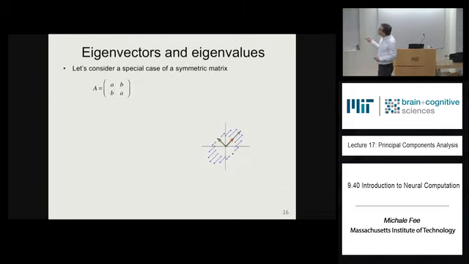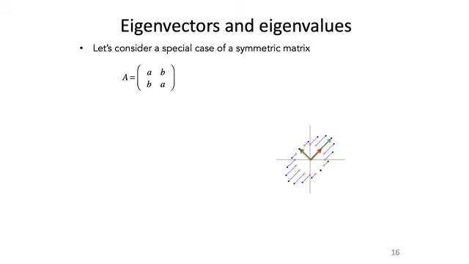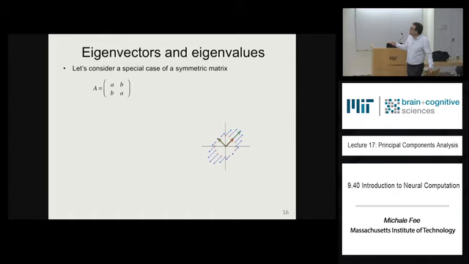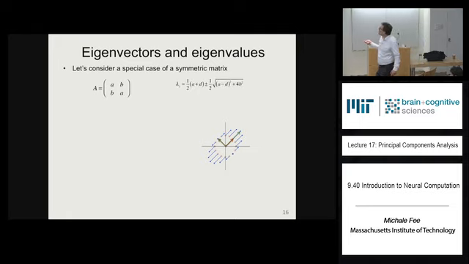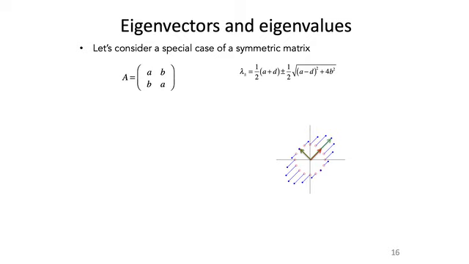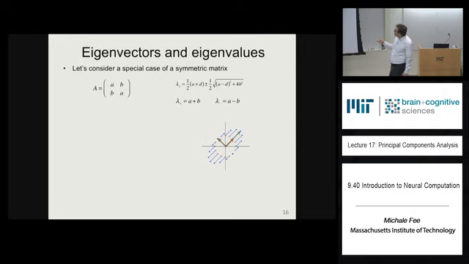Okay, so let's consider a special case of a symmetric matrix, where the diagonal elements are equal and the off-diagonal elements are equal. So we can update this equation for the case where the diagonal elements are equal, so A equals D. And what you find is that the eigenvalues are just A plus B and A minus B.